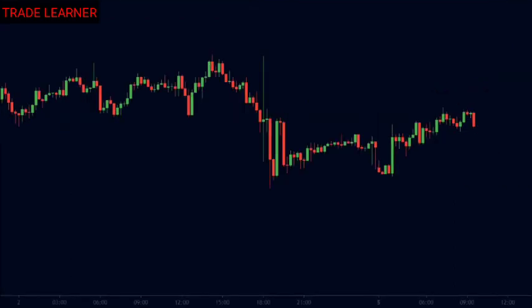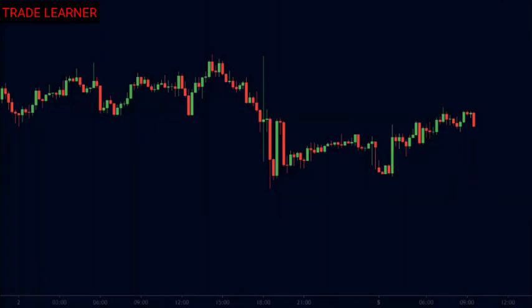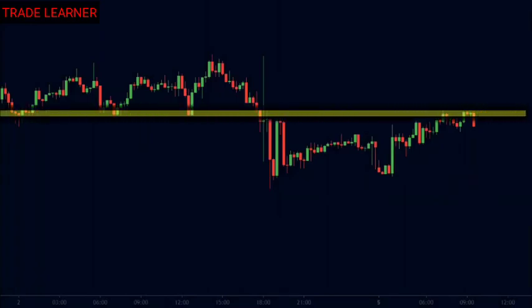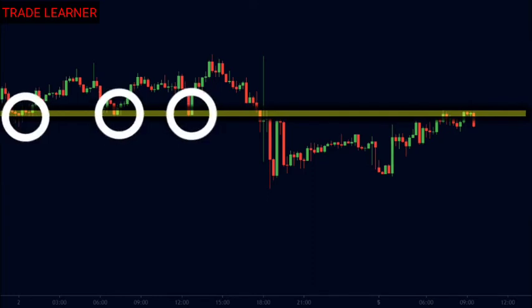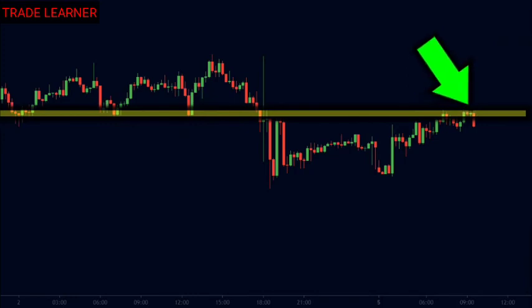Here is another example. Here we have the Euro-USD pair on a 15-minute chart. Let us first plot the support resistance level. Here we can see that the price has found support 3 times before breaking the level. Now, the price has come into the same area. So, we can expect the price to face resistance here and move lower. But we must wait for a candlestick pattern to enter a short trade.